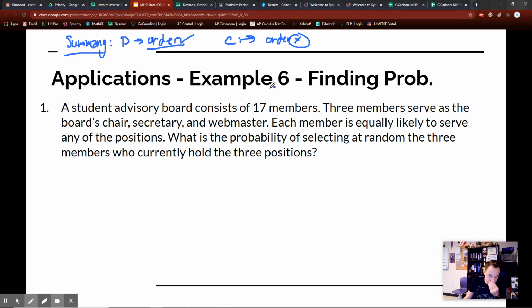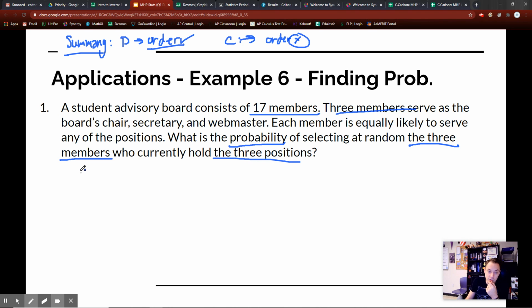So let's go through a couple application questions just by finding some probability, and this will be our third and final couple examples here. So putting it all together, what do we have? A student advisory board consists of 17 members. 3 members serve as the board's chair, secretary, and webmaster. Each member is equally likely to serve any of the positions. But what is the probability? Now that we have some probability under our skin, we're going to put everything together. What is the probability of selecting at random the 3 members who currently hold the 3 positions?